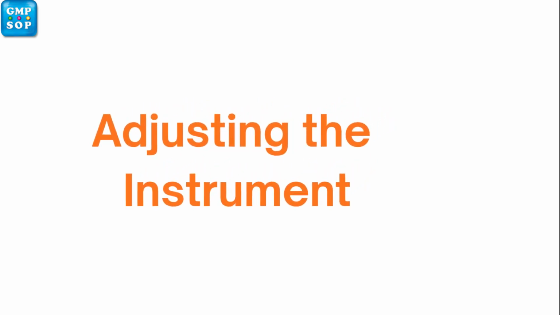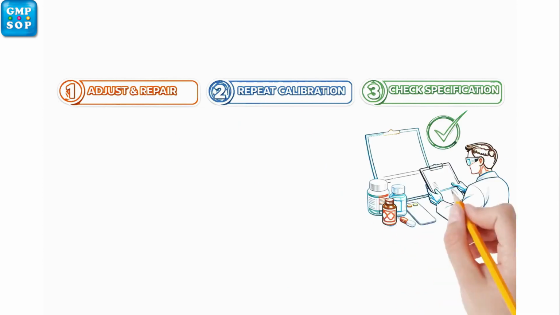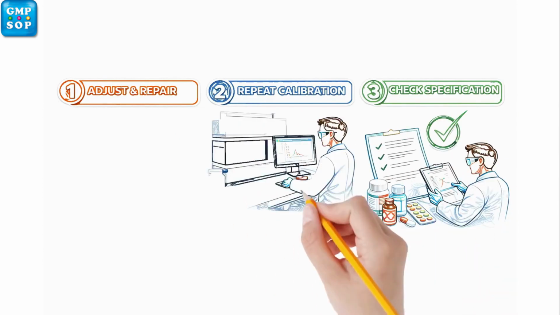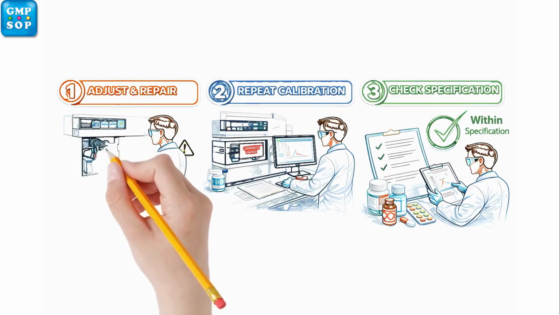Adjusting the instrument. Adjustments and repairs may be needed because of calibration. After the adjustment, repeat the calibration. Confirm the instrument now meets the specification.